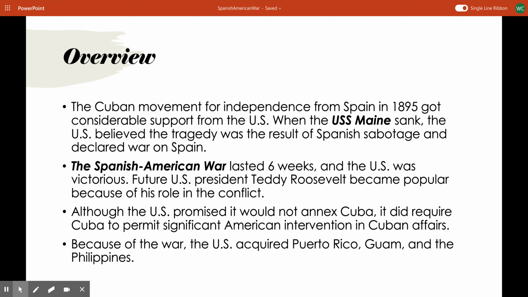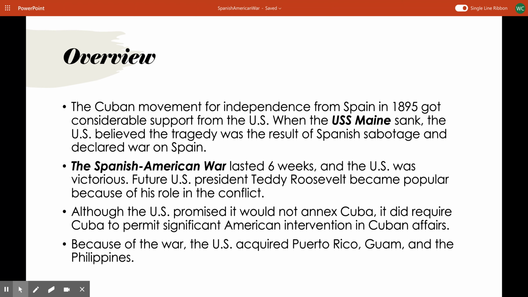So for an overview, just so you know what we're going to be talking about, some of the biggest takeaways from this. The Cuban movement for independence from Spain in 1895 is what brought American support. It garnered a lot of American support. And so when the USS Maine sank, the United States believed that the tragedy was the result of Spanish sabotage, and they therefore declared war on Spain. And the war itself lasted only 6 weeks and resulted in a pretty decisive victory for the United States.